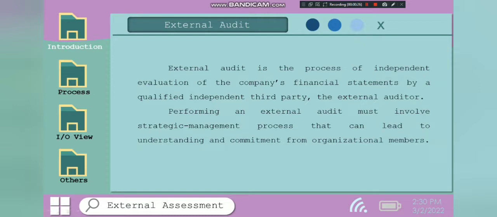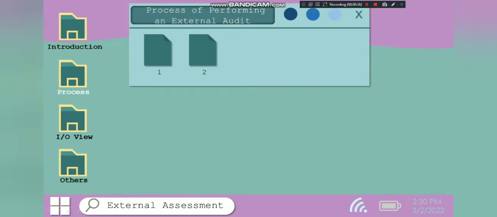External audit is the process of independent evaluation of the company's financial statements by a qualified independent third party, which is the external auditor. In this case, auditors review the transactions and balances of the company's accounting records to determine whether they are complete and accurate. Therefore, performing an external audit must involve a strategic management process that can lead to understanding and commitment from organizational members. There are two processes of performing an external audit.